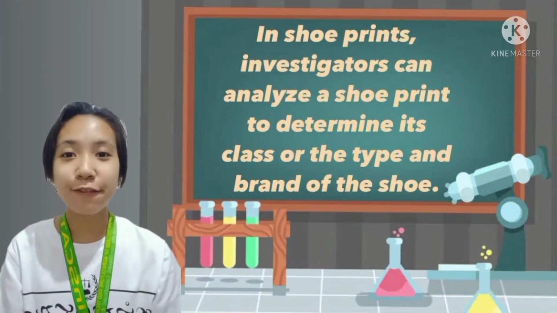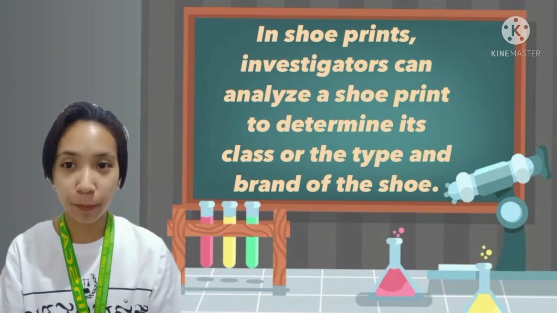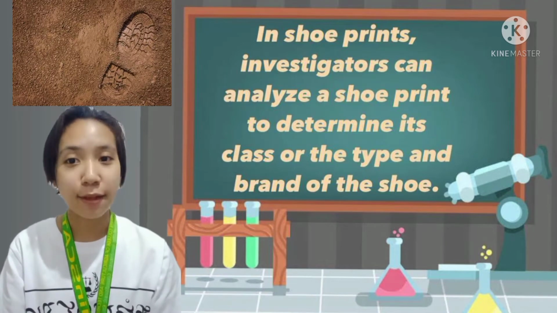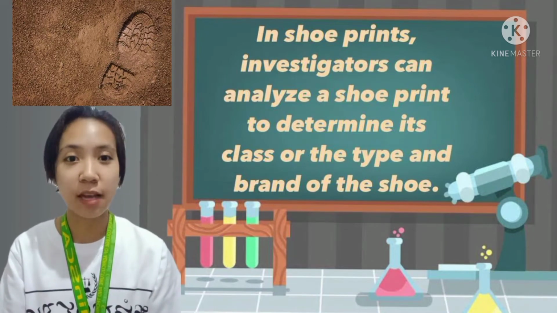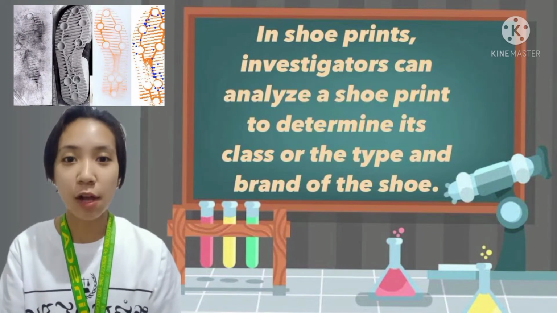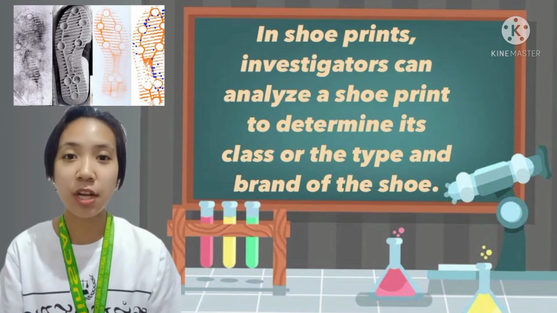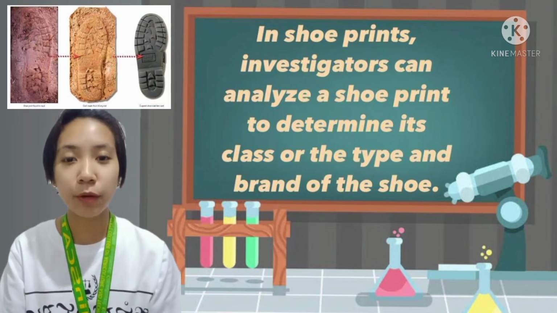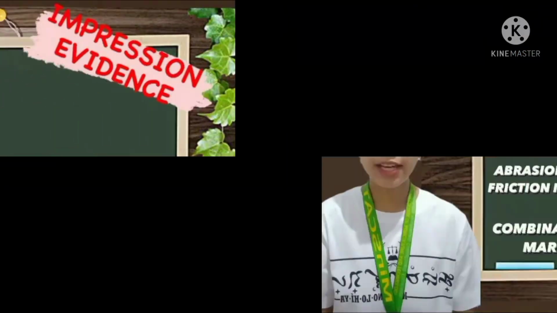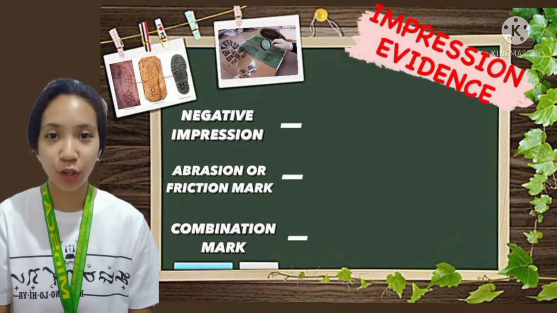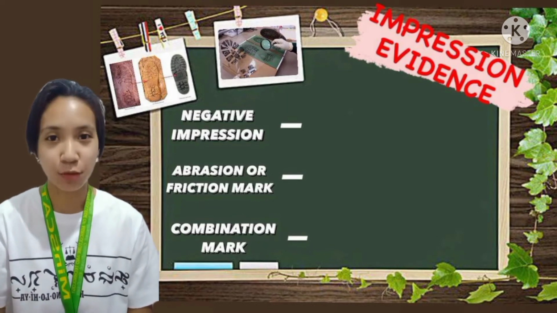Shoe prints. Investigators can analyze a shoe print to determine its class, or the type and the brand of the shoe. The features to analyze in shoe prints are tread pattern, size and depth, wear patterns caused by the way a person walks, and other trace materials such as soil, tar, rocks, and paint that would indicate where a person has been.